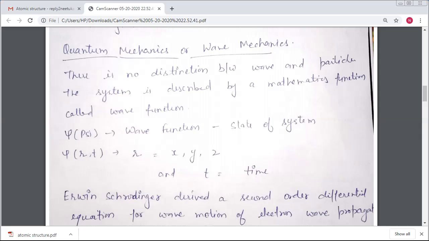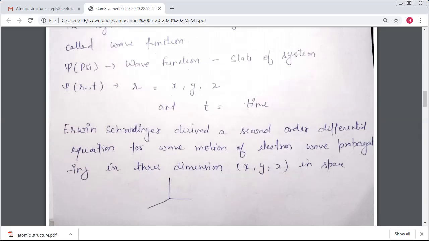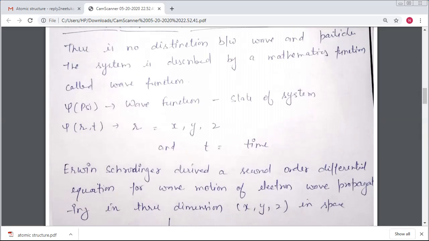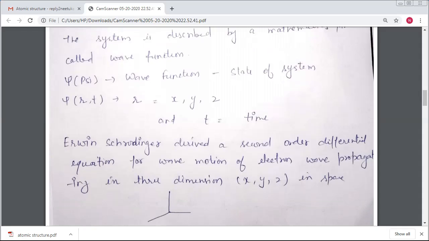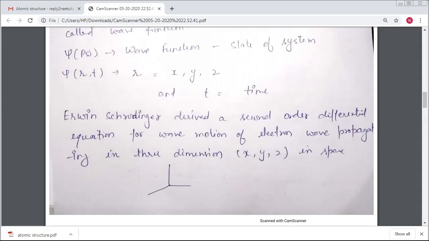The Schrodinger wave equation is actually two equations: one is the time independent equation and the other is the time dependent equation. Here we will be discussing the time independent equation. The name of the scientist is Erwin Schrodinger, and this equation is named after him, the Schrodinger wave equation. Schrodinger derived a second order differential equation for the wave motion of electrons, with the wave propagating in three dimensions, that is x, y and z in space.